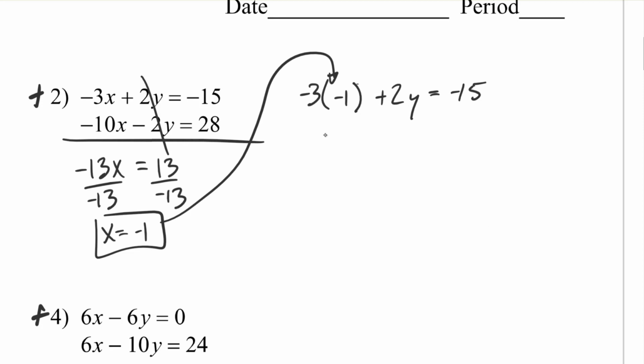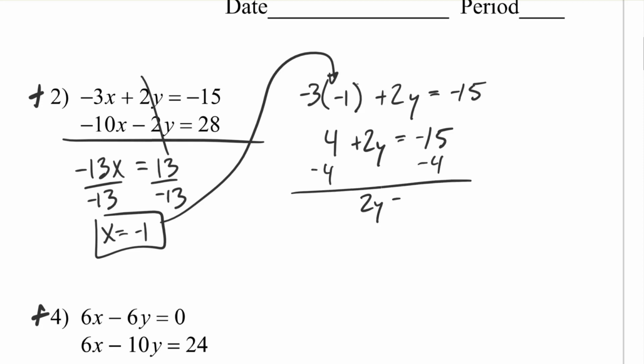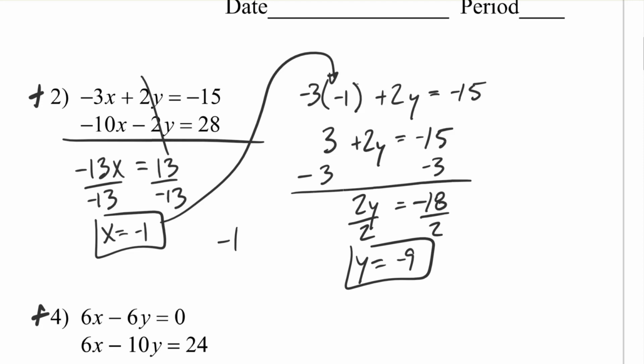So that makes 4 plus 2y equals negative 15. Subtract 4 from both sides. 2y equals negative 8. Oops, that's negative 19. And negative 3 times negative 1 makes 3. Holy moly, I should have left that in there. So subtract 3, and we get 2y equals negative 18. Divide by 2, and y equals negative 9. So our point is negative 1, negative 9.